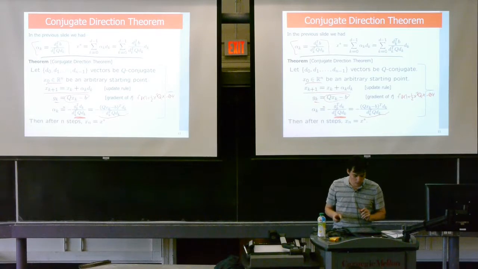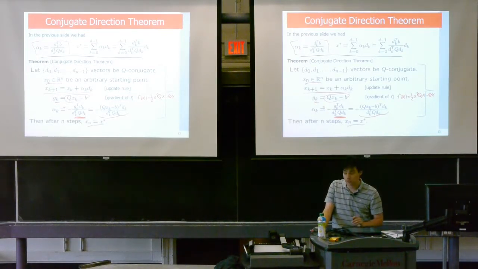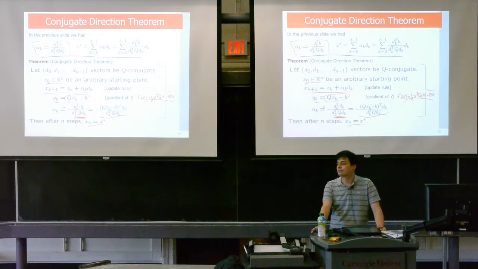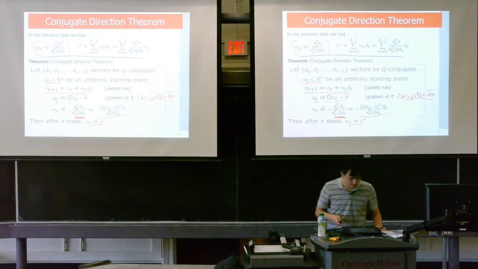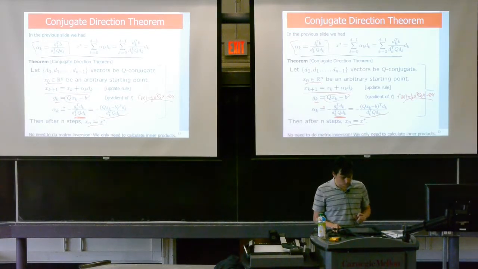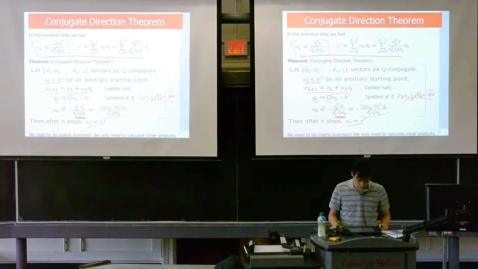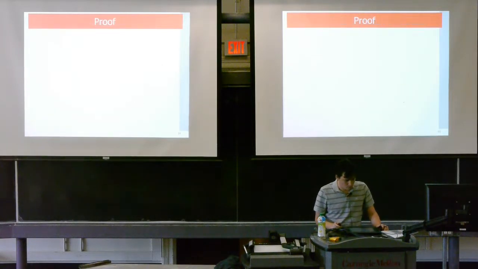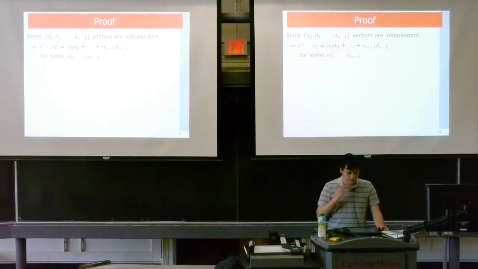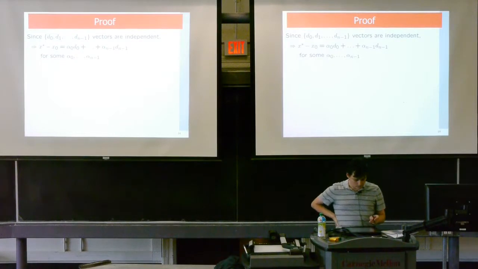Okay? And what we need to prove is that in this general case, after n iterations, we have x star, the minimum of function f. Is the statement clear? Okay, so let's prove this. Again, we don't need to do matrix inversion here. The proof is very simple.